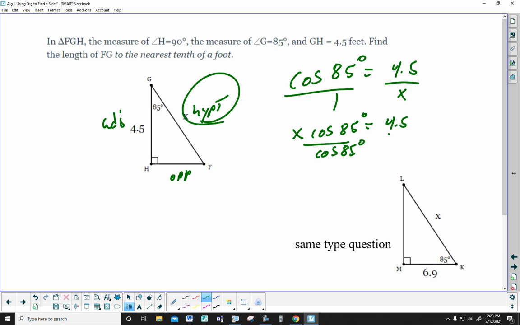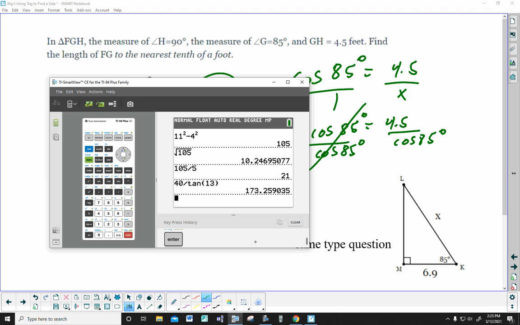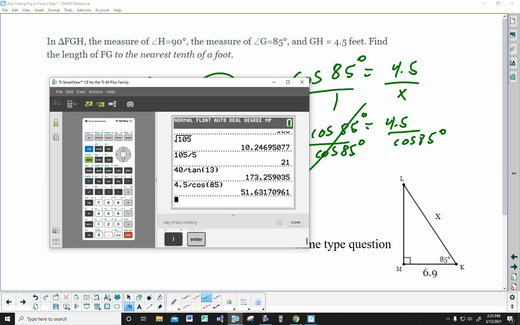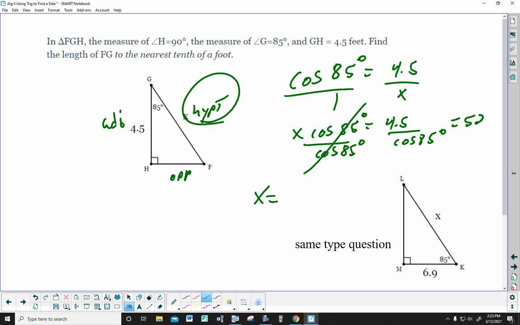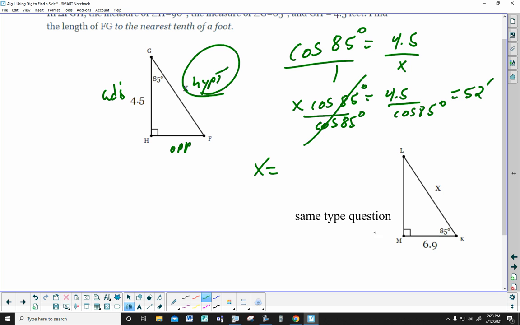And remember, I said cosine, not cos. Okay, so as you guys are doing this, use proper lingo. So x is equal to 4.5 over cosine of 85. 4.5 divided by the cosine of 85. Hey now. 85. Here we go. Enter. To the nearest foot, so that would be 52. 52 feet.